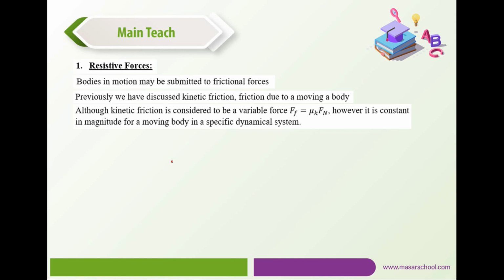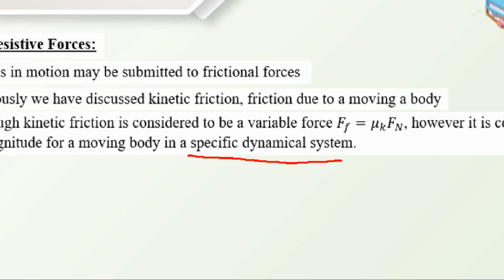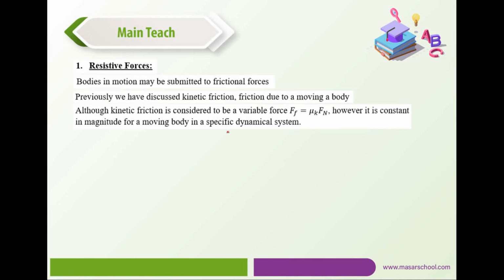Although kinetic friction is considered to be a variable force, if we're considering a specific dynamical system in which the normal push is set to be constant, and we know that the coefficient is constant, then we can claim that in this specific system, the frictional force, which is the kinetic friction, is constant. And this is considered as a first approximation.